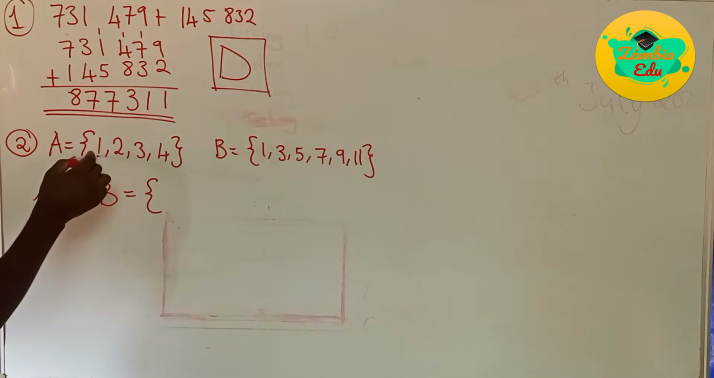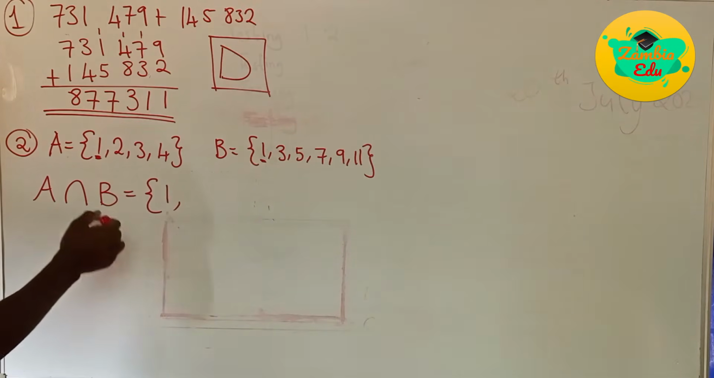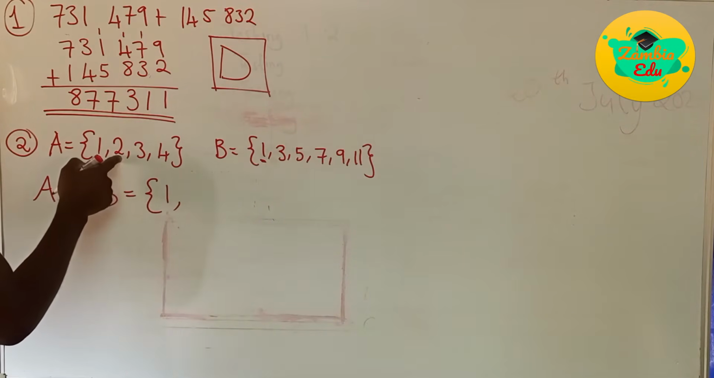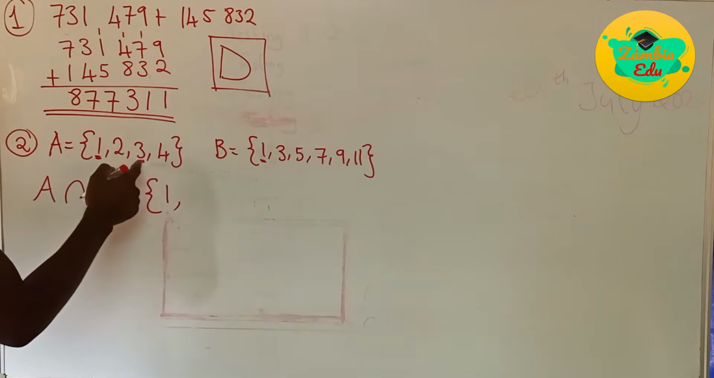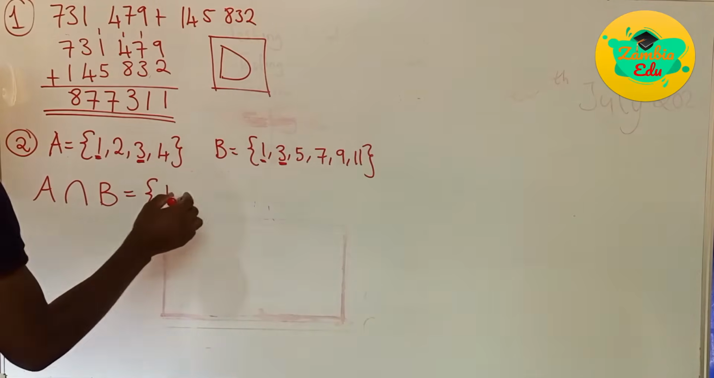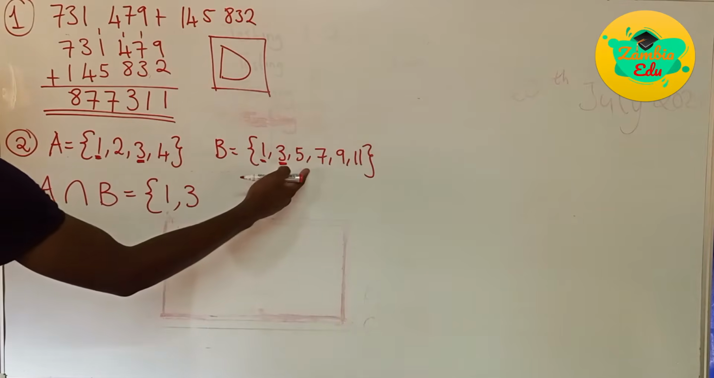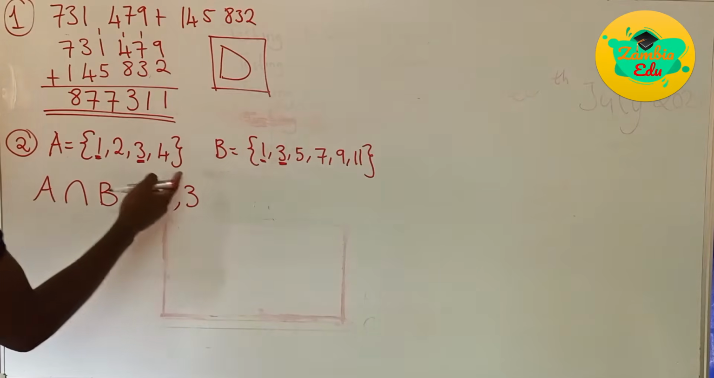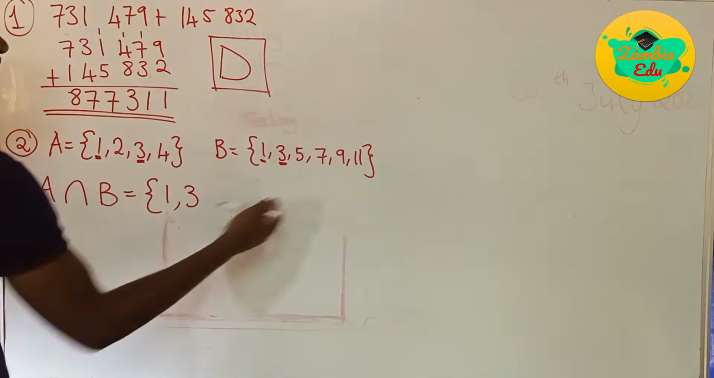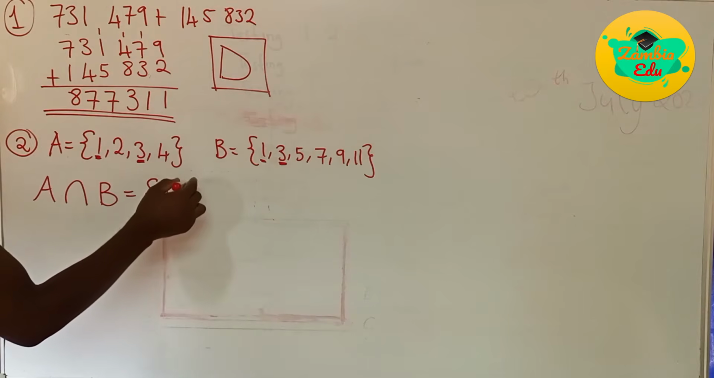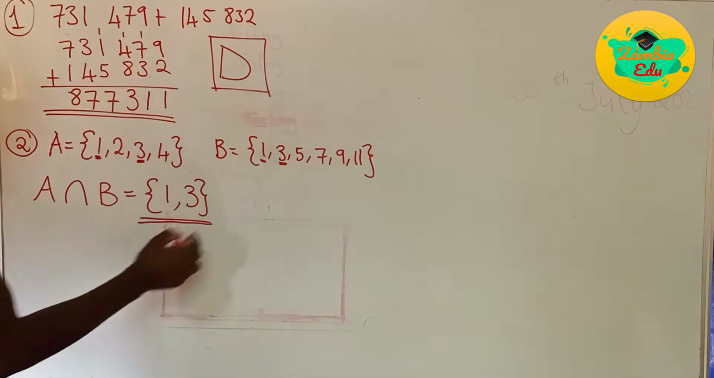So 1 is there, so 1, comma, 2. Set A has 2, there's no 2 in set B, so we leave it out. 3 there, and we have 3 in set B, so we indicate our 3. 4 in set A, set B has no 4, and that's the end of the elements in set A. And so whatever elements are remaining in set B, they are not in set A. So we conclude that this is our answer, 1, 3.